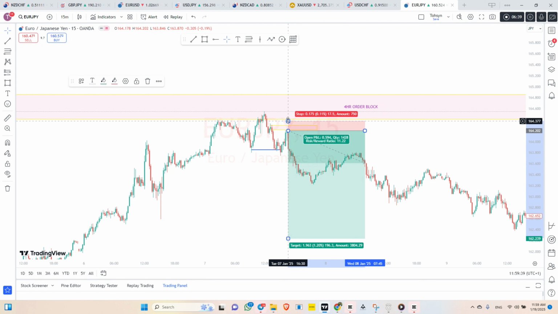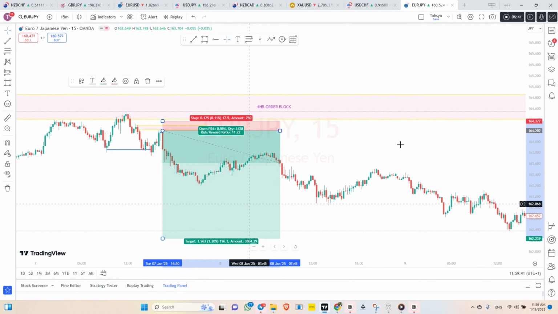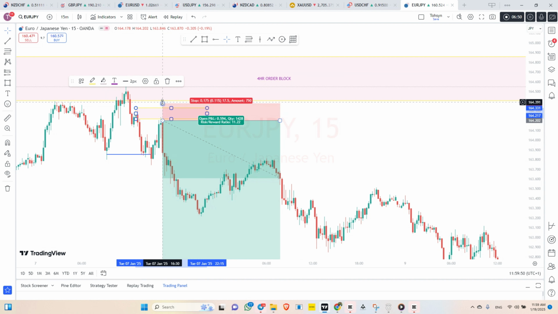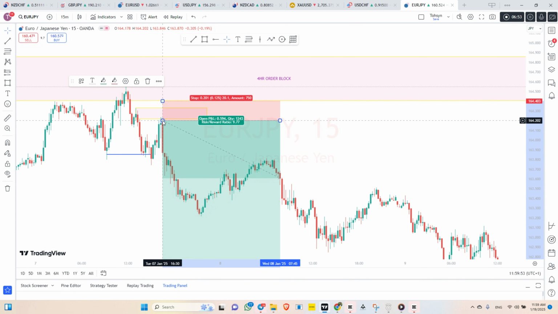Then our stop loss goes a little bit above the 15 minutes order block in order to give room for spread. So what do we have here? Price came to mitigate it.